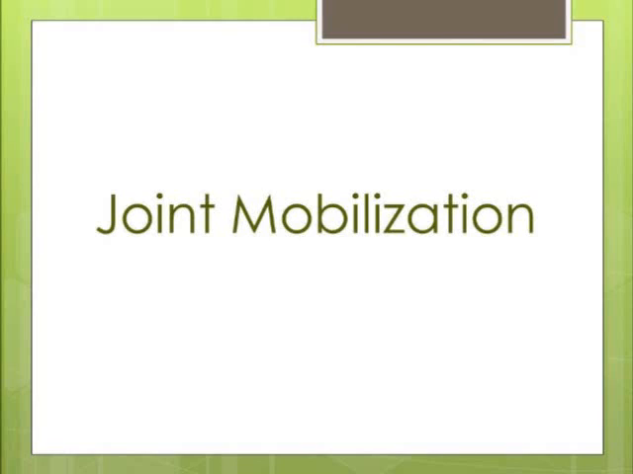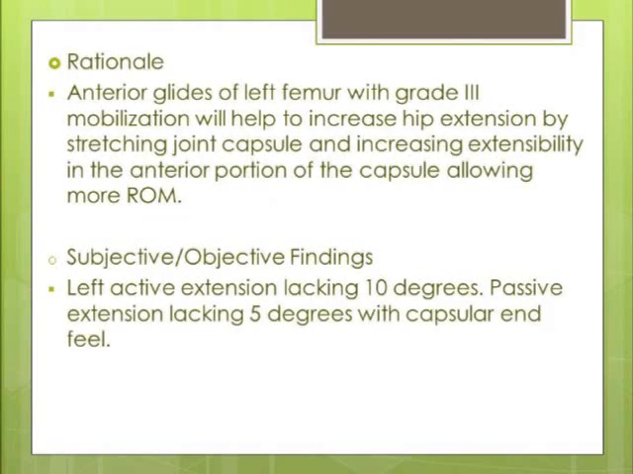Joint mobilization. Anterior glides of left femur with grade 3 mobilization will help to increase hip extension by stretching the joint capsule and increasing its extensibility in the anterior portion of the capsule. This allows for more range of motion. Some subjective and objective findings for this are left active extension lacking 10 degrees, passive extension lacking 5 degrees with capsular infill. I will now demonstrate this.